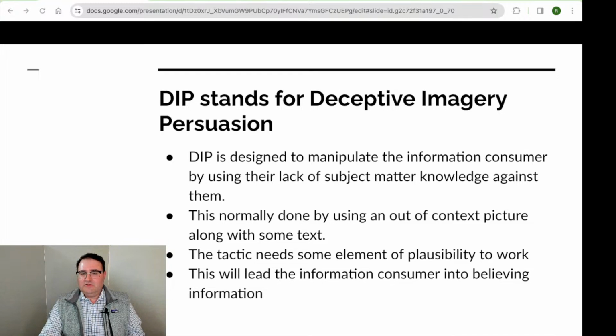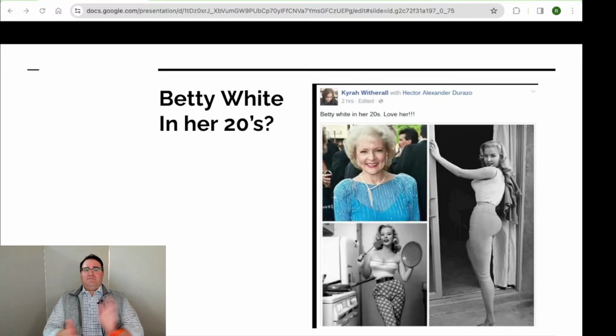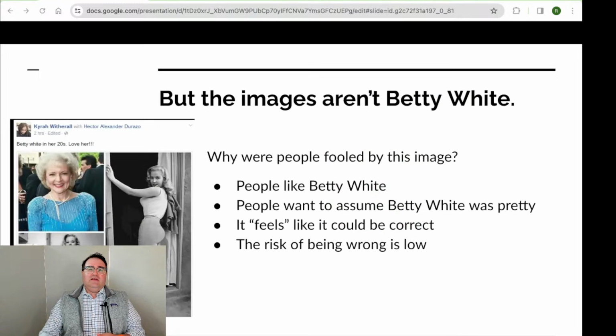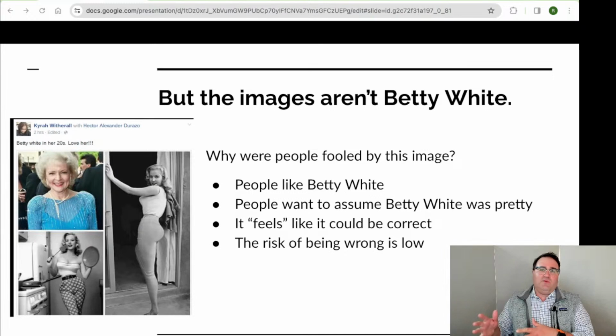So let me give you a good example of deceptive imagery persuasion. It's my favorite example. Betty White. So if you look at this, this was actually a Facebook post. It says, Betty White in her 20s, love her. You have a picture of Betty White today. This was taken a few years ago. Betty White passed away, I believe, last year. And you have 2 black and white pictures, ostensibly of Betty White in her 20s. And what happens next? Well, here's what's wrong with this picture. Those images aren't Betty White. Those images in black and white are not Betty White.